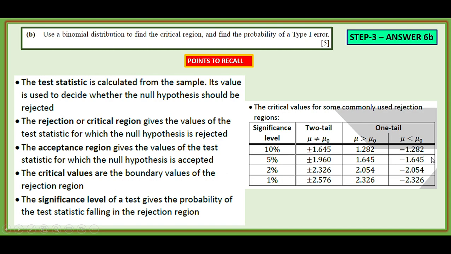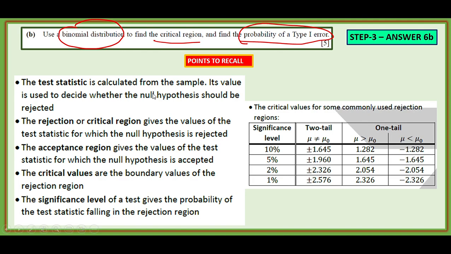The next part of the question is asking us to use a binomial distribution to find the critical region and find the probability of type 1 error. So we have to use binomial distribution, we have to find the critical region, and we also have to find the probability of type 1 error. Three parts of the question need to be completed.